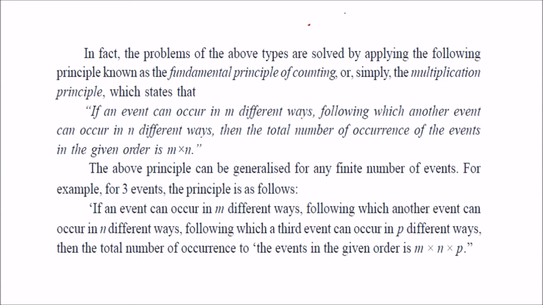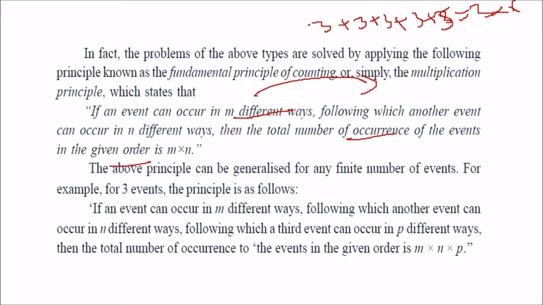And this is actually the fundamental principle of counting. When you multiply, say 3 into 5, it means 3 added 5 times. This is nothing but 3 into 5. So if an event occurs in m different ways, and following it another event occurs in n different ways, then the total number of occurrences of the events in this given order is m cross n. We can generalize it for various events: m cross n cross p, if you have m followed by n followed by p.